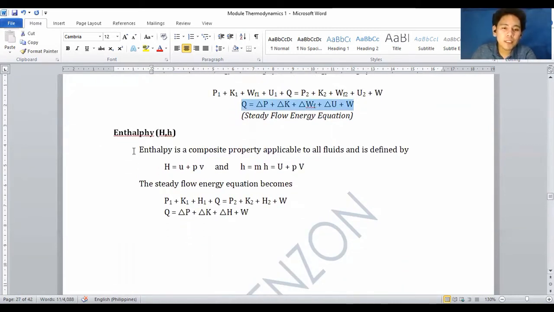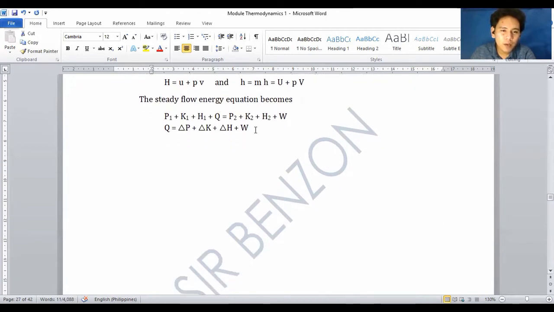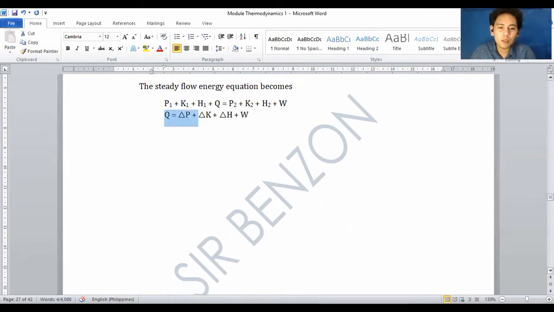Now, the enthalpy, H. Enthalpy is a composite property applicable to all fluids and is defined by H equals U plus PV, where U is your internal energy, P is your pressure, and V is your volume. And H equals mh, U plus PV. Now, the steady flow energy equation, when there is an involvement of enthalpy, becomes P1 plus K1 plus H1 plus Q equals P2 plus K2 plus H2 plus W. It is also delta H, your final minus your initial enthalpy. So it is also Q equals delta P plus delta K plus delta H plus W.